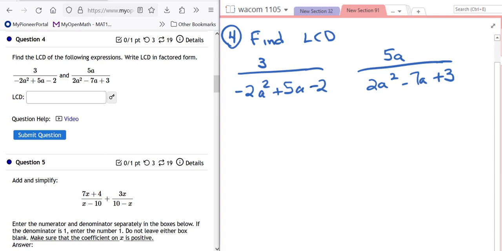On this first one, before I even tried to factor it, I would take out this negative 1. Right, and that is going to leave me 2a squared minus 5a plus 2. So I have pulled that out. I could actually move that negative up to the numerator, and it wouldn't matter where it is. So it's not really going to affect our common denominator, and it makes it easier to factor without it.